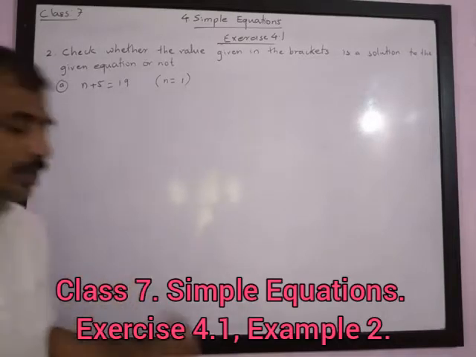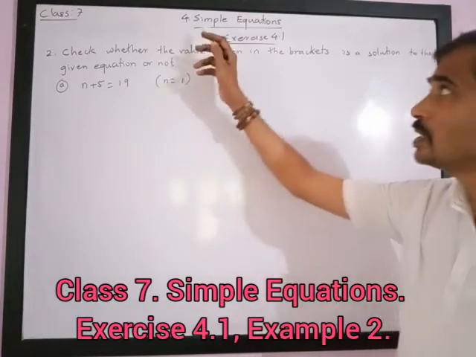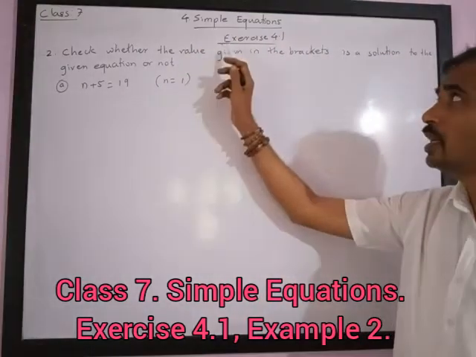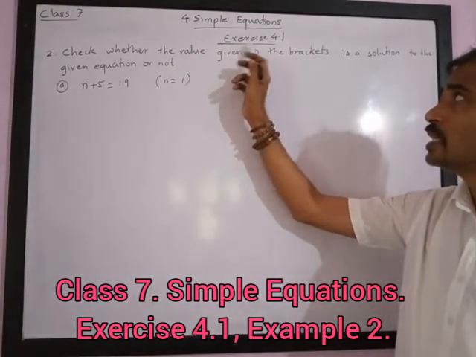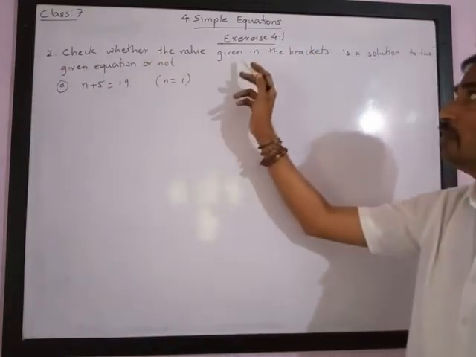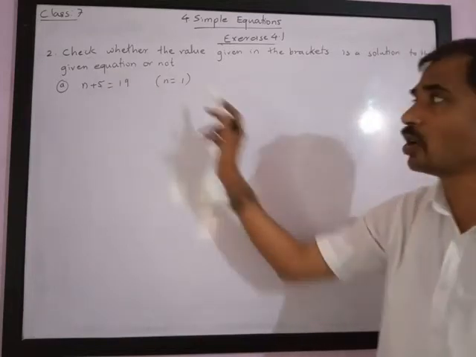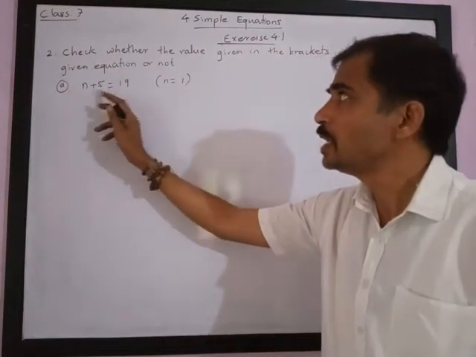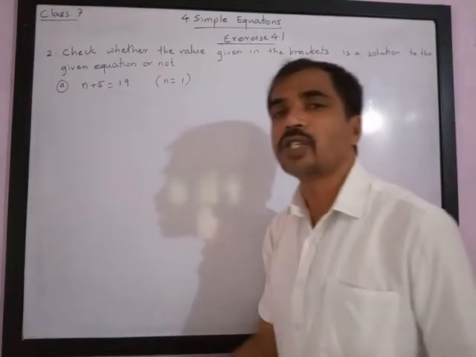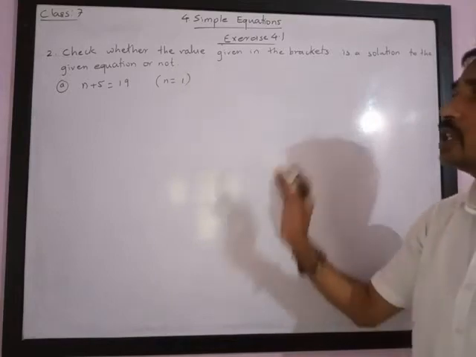Dear friends, in class 7, we are studying the 4th chapter, Simple Equations. In exercise 4.1, we have the second question: check whether the value given in the bracket is a solution of the given equation or not. First is n plus 5 is equal to 19, and we are asked to check whether n is equal to 1 is the solution of the given equation or not.